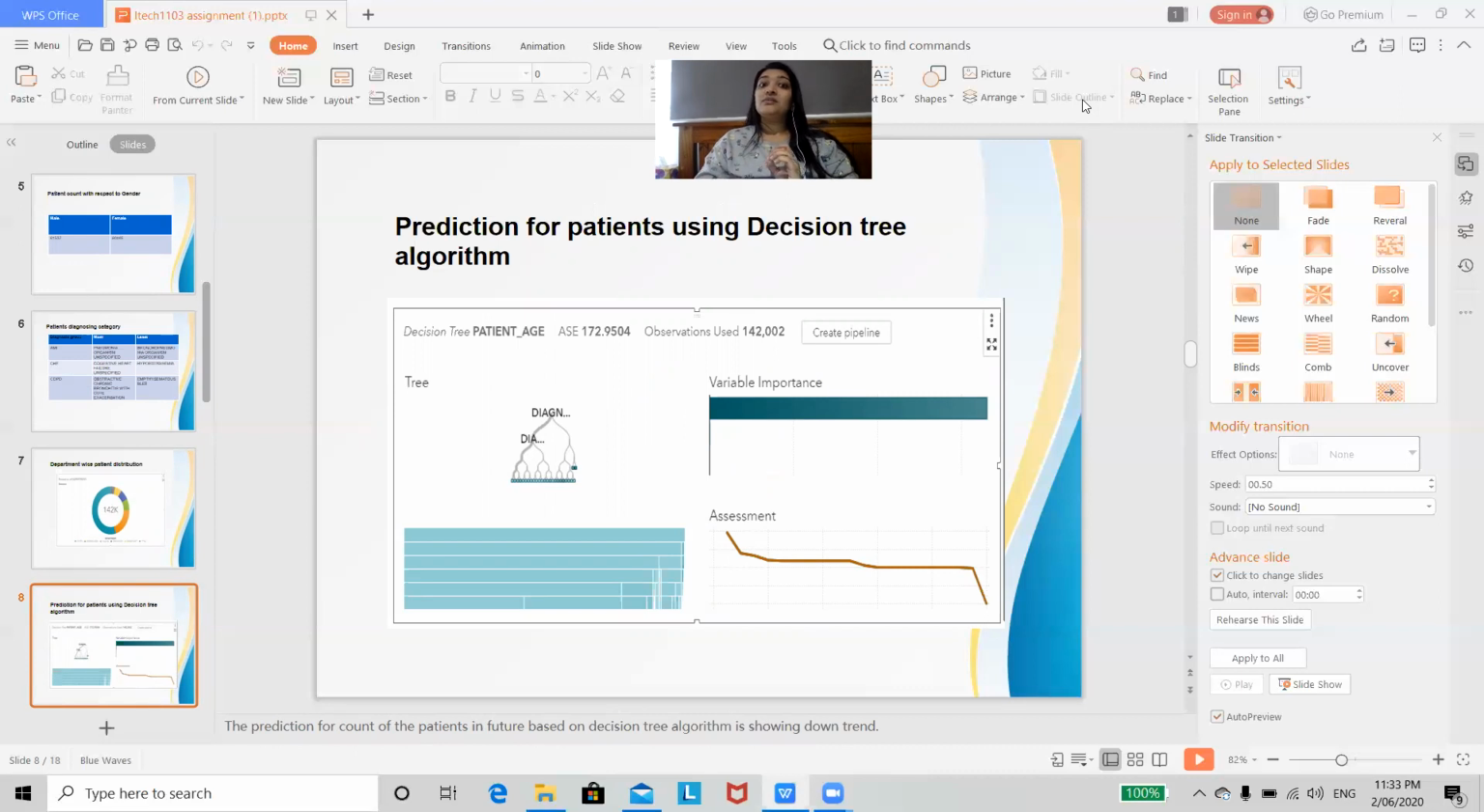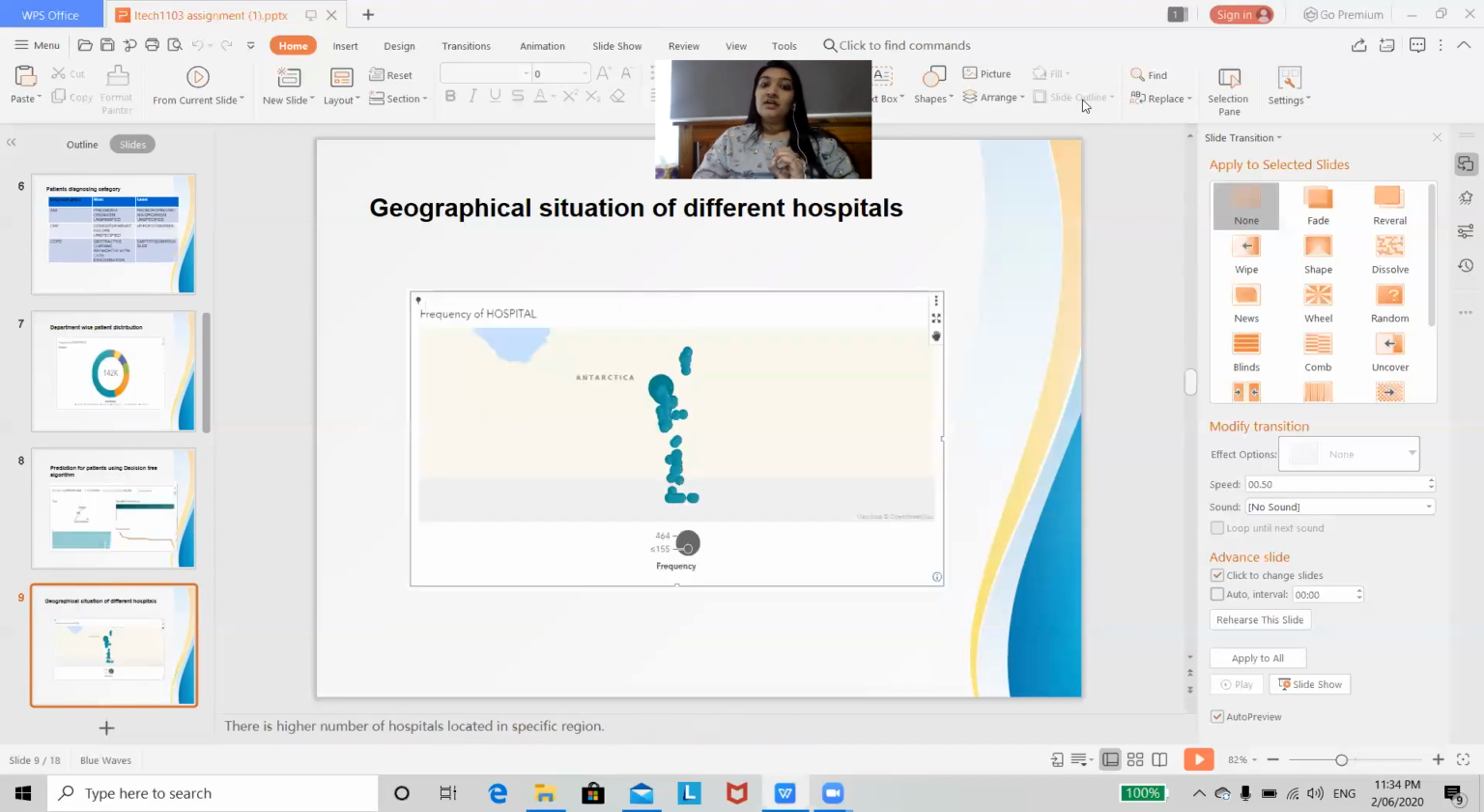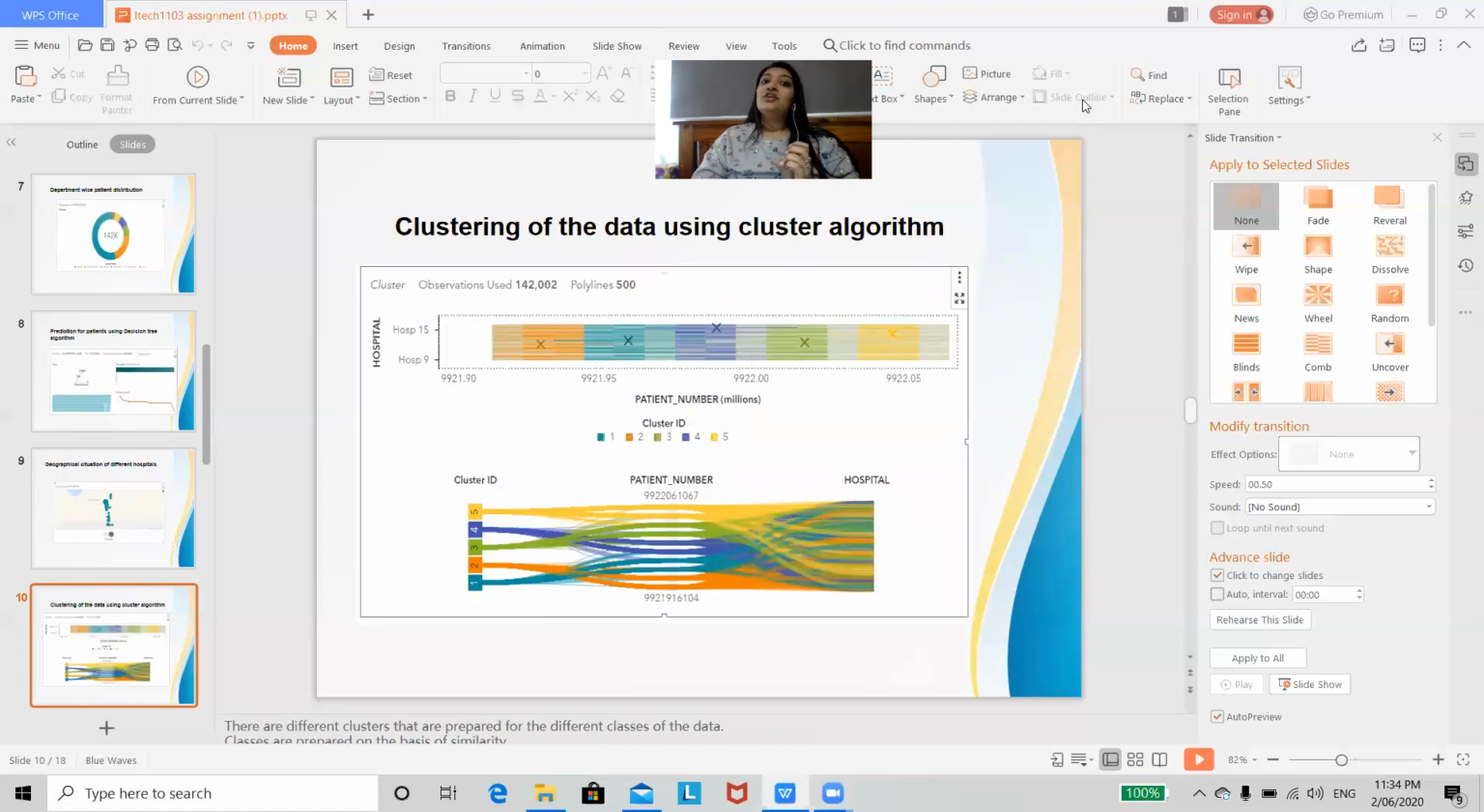The decision tree algorithm is used for the patient decision tree. Observations used: 142002. Create pipelines. You can see the geographical situation of different hospitals, the frequency of hospitals, and clustering of the data using a cluster algorithm. Cluster observations used: 142002.